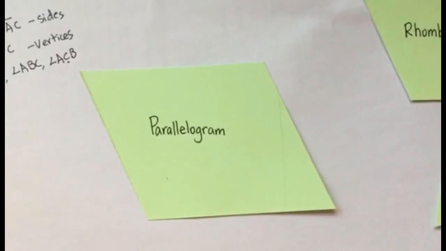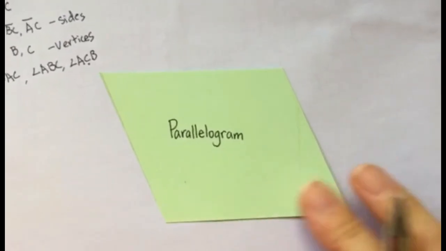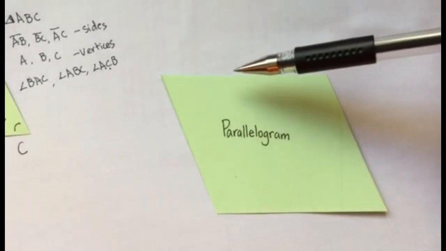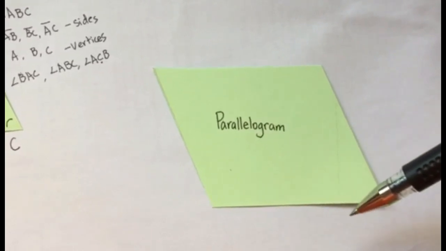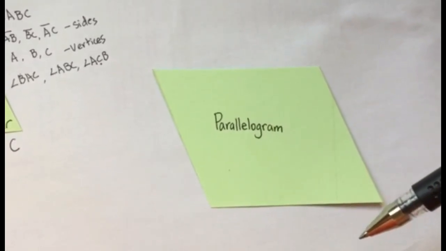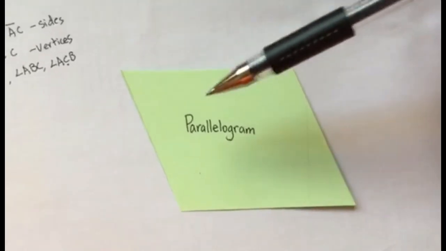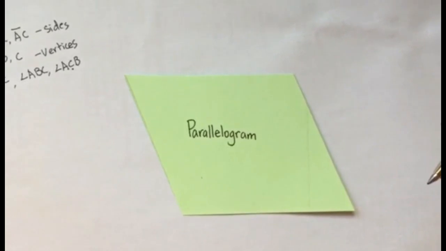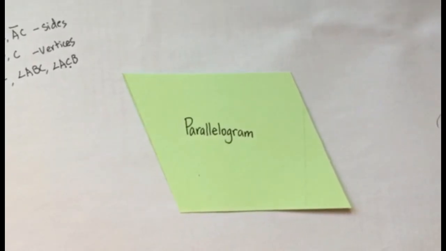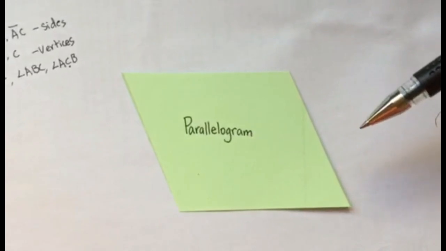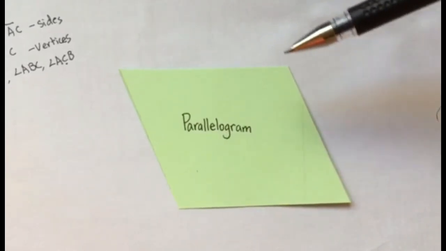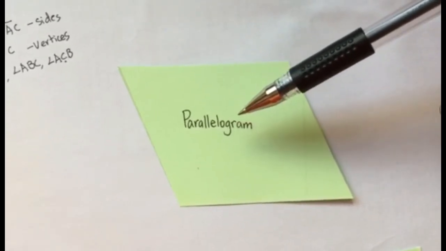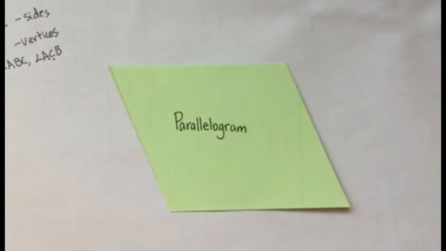And now let's look at the four-sided figures. In this figure, in this shape, these two opposite lines are parallel to each other. They never meet. And these two opposite lines are parallel to each other. So we can call a figure in which the opposite sides are parallel, we can call this kind of figure a parallelogram. Parallelogram.